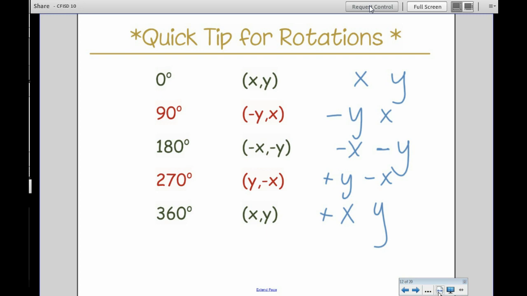Landry, A triple prime. 1, negative 2. Perfect. Allison, B triple prime. Negative 5. Oh, I don't know. Okay, so what's the rule? The 270-degree rule. Isn't it y, negative x?